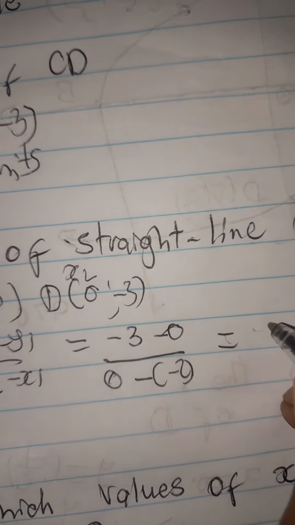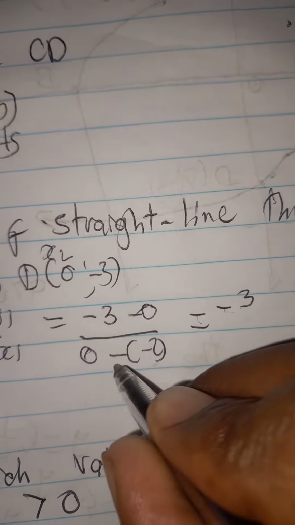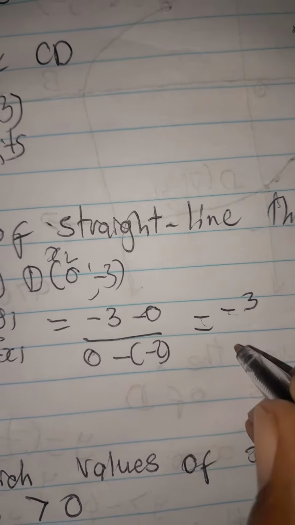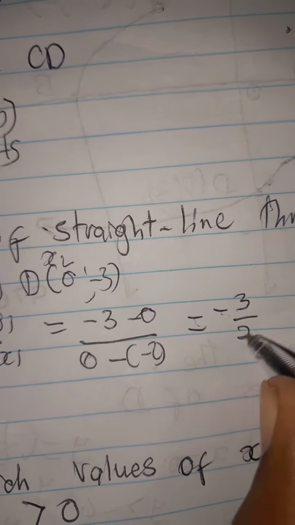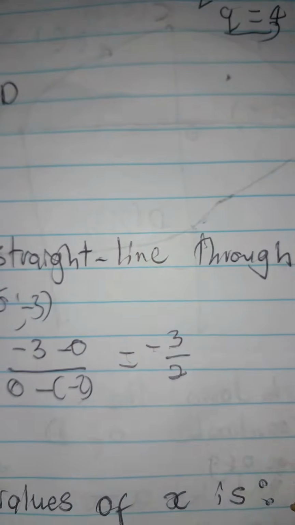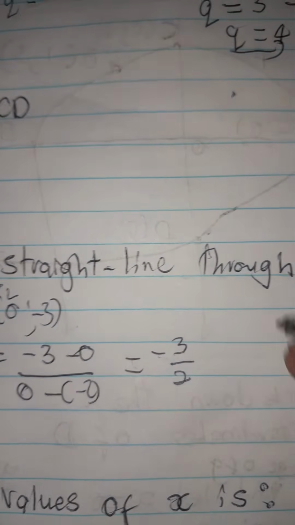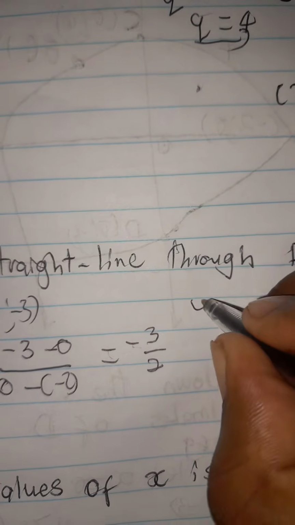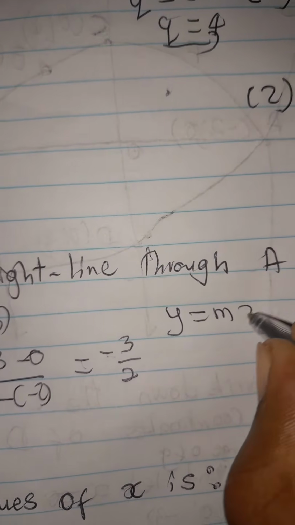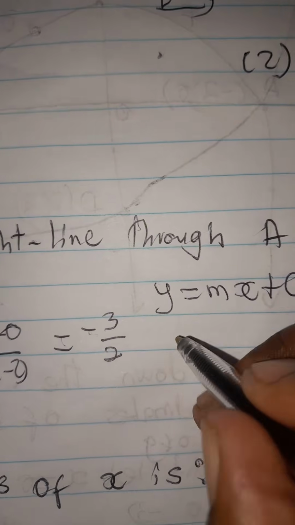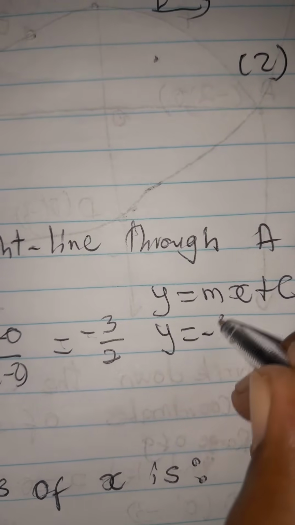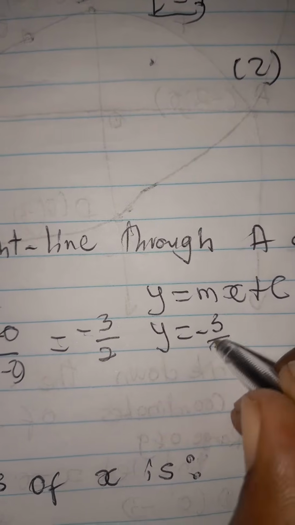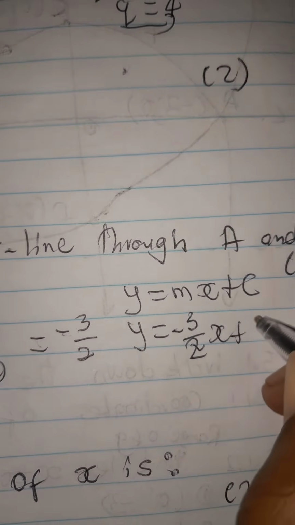So what is that? Negative 3 minus 0 will be minus 3, and 0 minus negative 2 is going to be 0 plus 2, which gives us negative 3 all over 2, which is true because it's a decreasing function. It will go below, right? So remember, we can use the standard form, y equals mx plus c. We did get the gradient, which is negative 3 all over 2, so y equals negative 3 over 2 x plus c. So we need to find c.